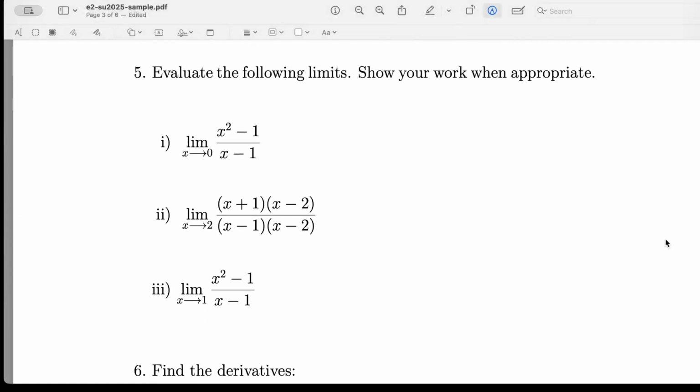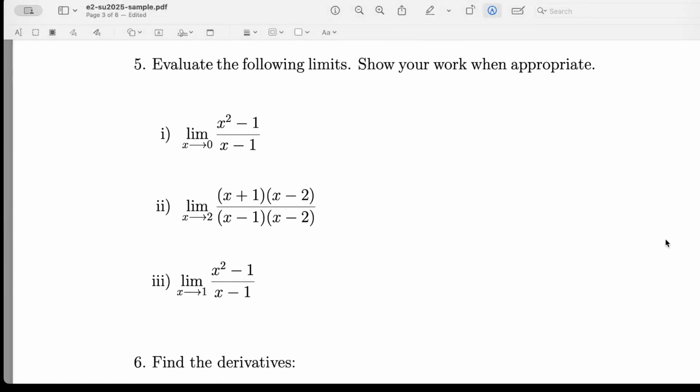Number 5 asks us to evaluate some limits. Let me point out that when you're evaluating limits, the very first thing you try is see if you can stick x equal to the number in. This one is asking for a limit at 0. Well, what happens if you stick x equals 0 into this formula? You're going to get 0 squared minus 1 over 0 minus 1, which is -1 over -1. You don't have any work to do. That's going to be equal to 1.